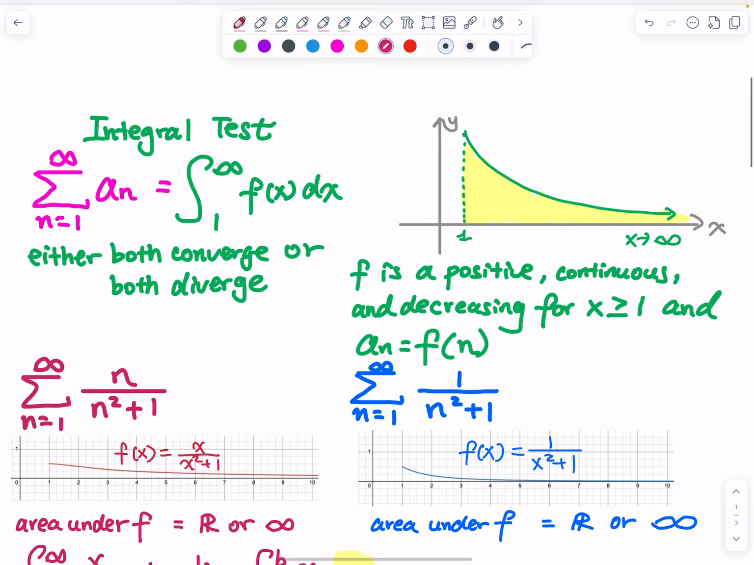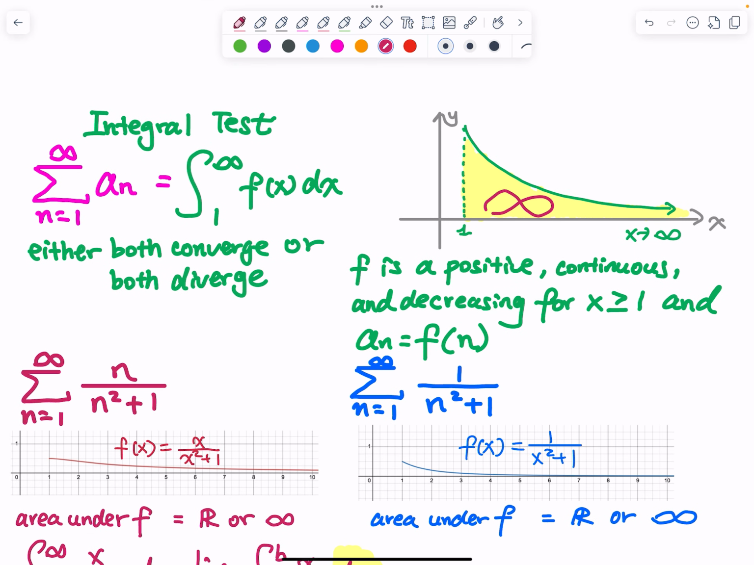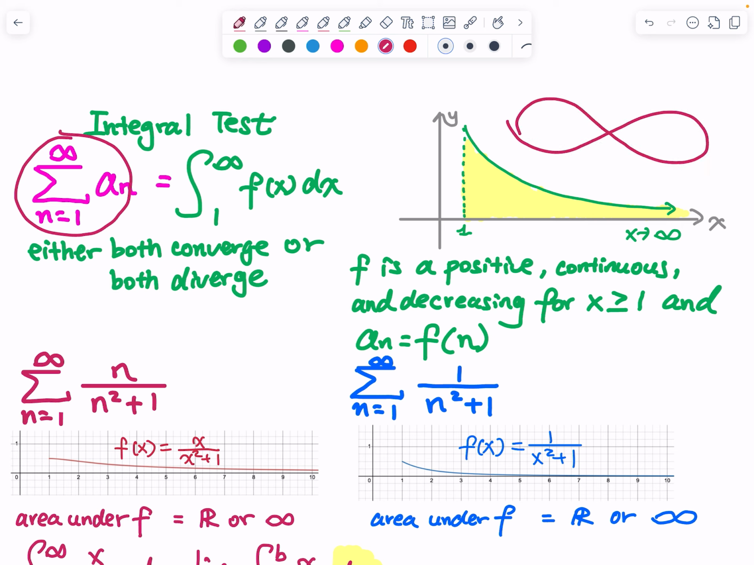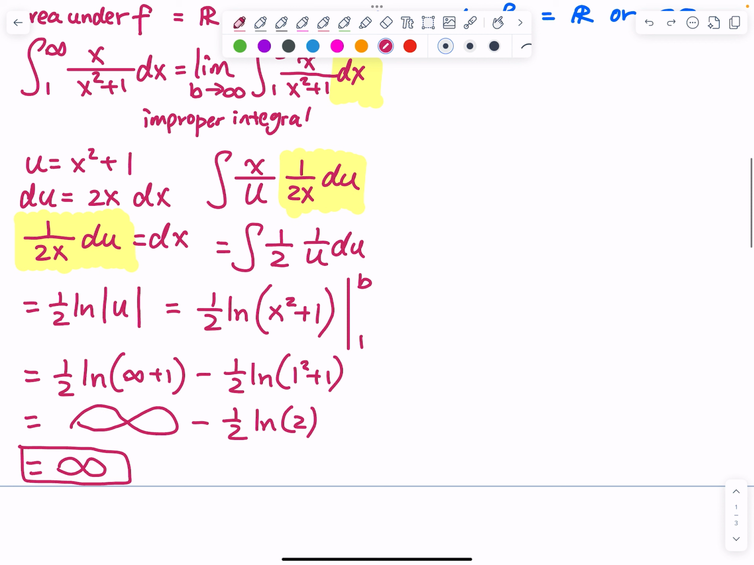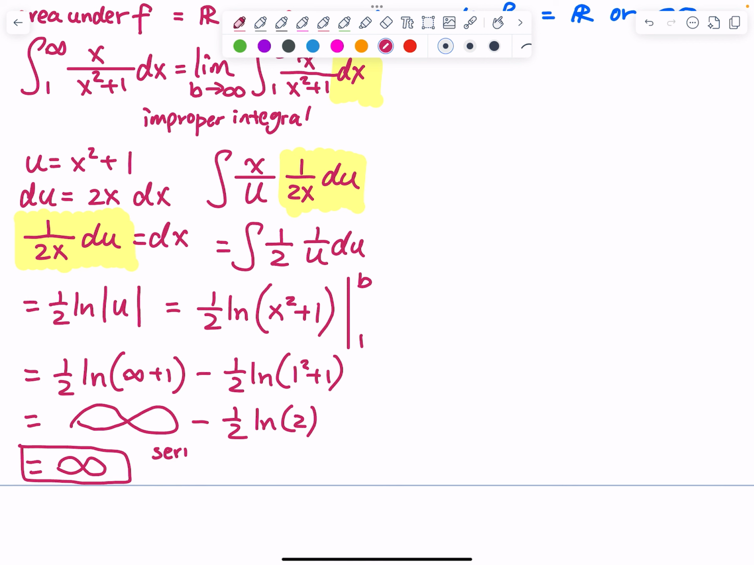We can go back to this graph and then say the area is equal to infinity. That means this summation, when you add up infinitely many terms, the sum is equal to infinity. Since the sum is equal to infinity, we say that this series diverges by the integral test.